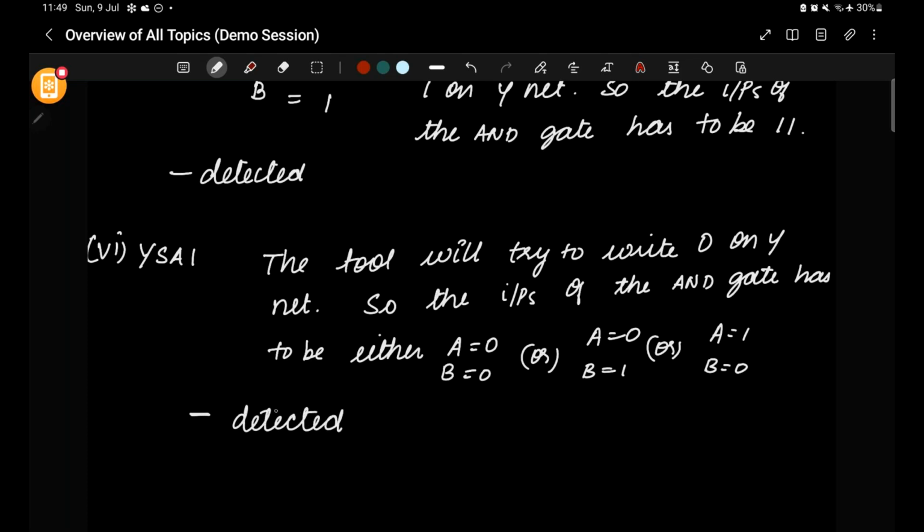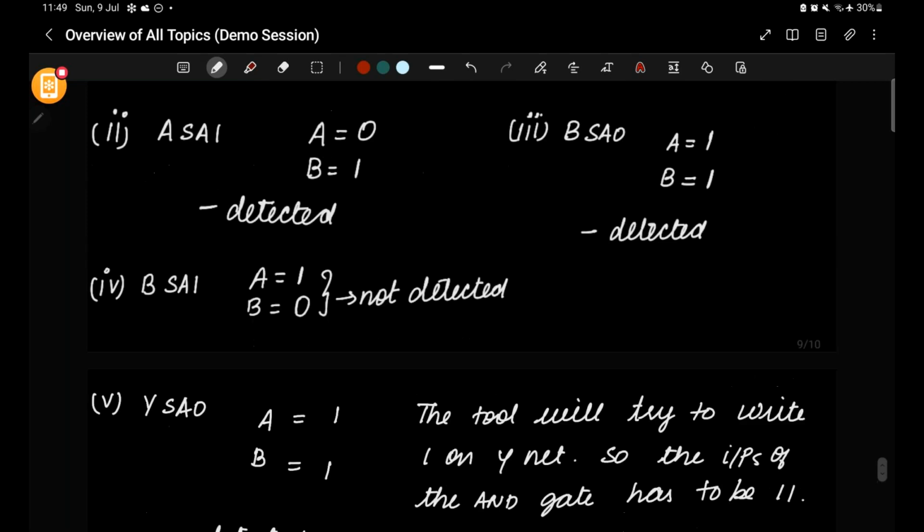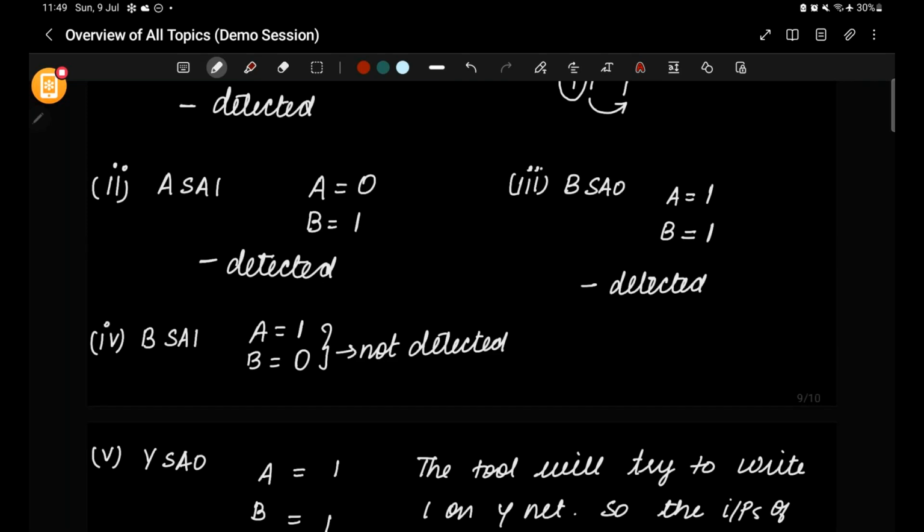So totally 6 faults were there, out of which this B stuck at 1 fault alone did not get detected.